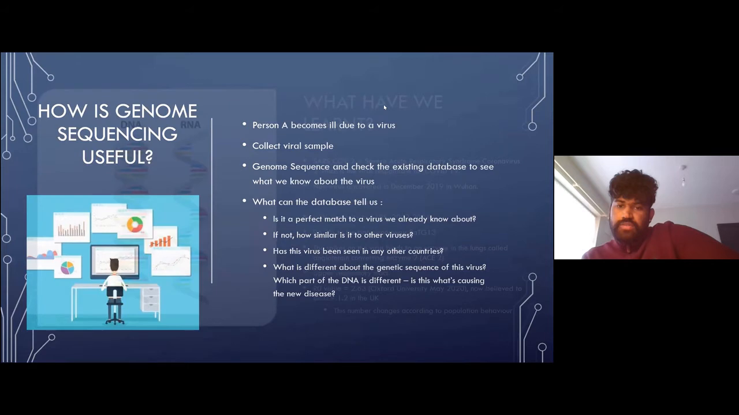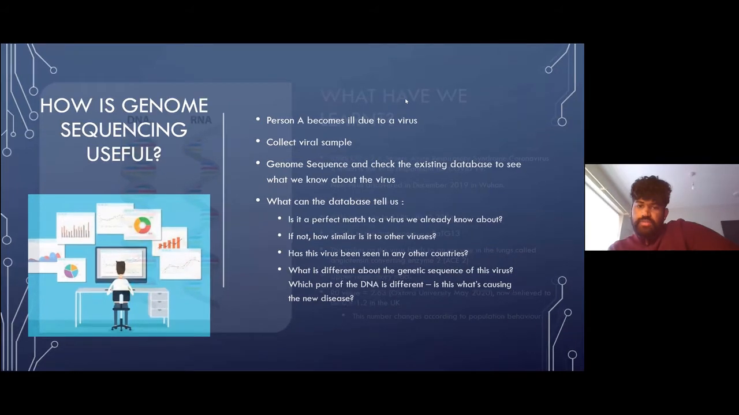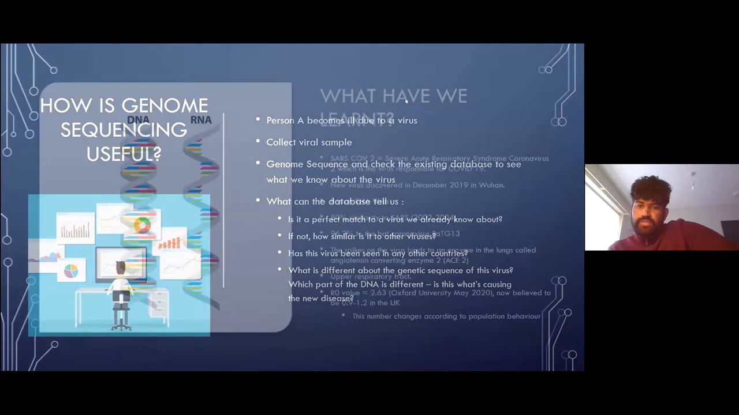So what do we know about COVID? It's caused by SARS-CoV-2, where SARS stands for severe acute respiratory syndrome, a virus called coronavirus, and it was first discovered in December 2019 in Wuhan, and it is an RNA virus.